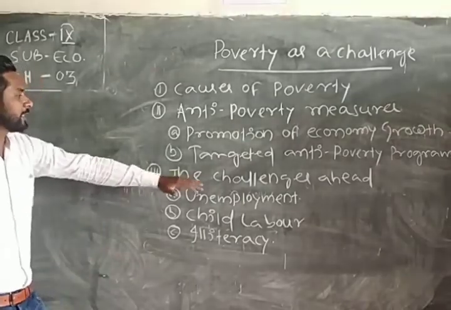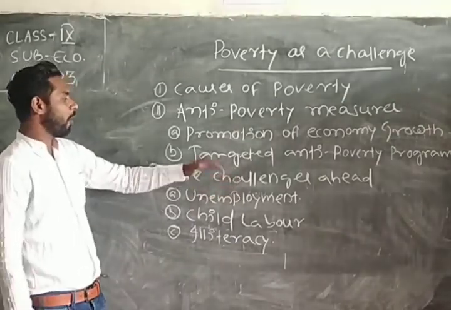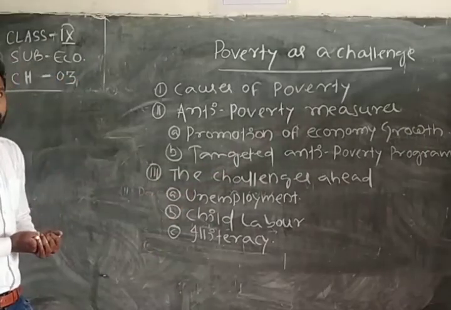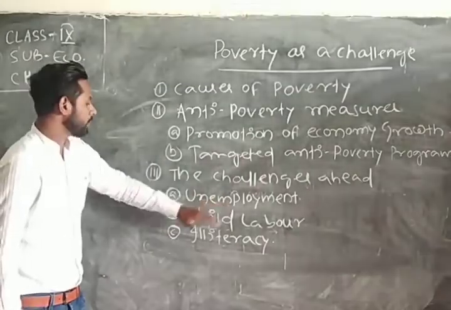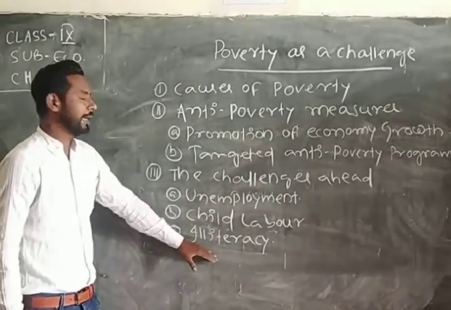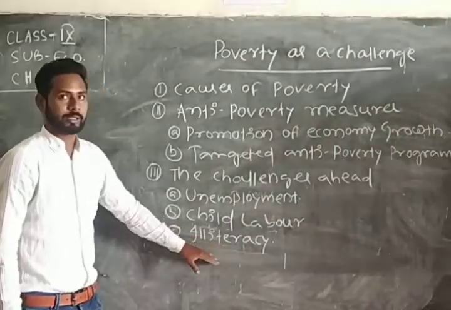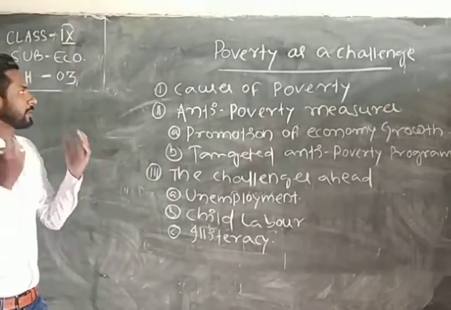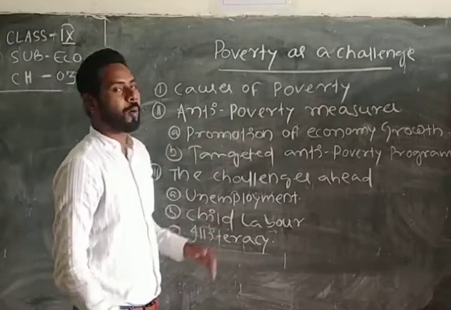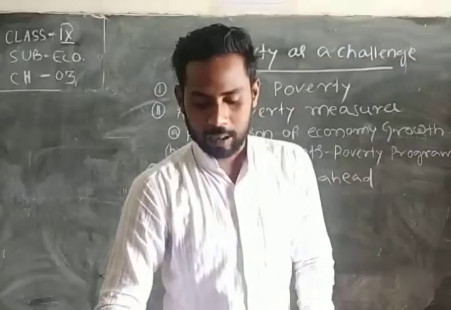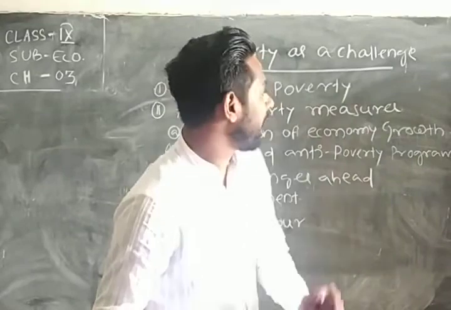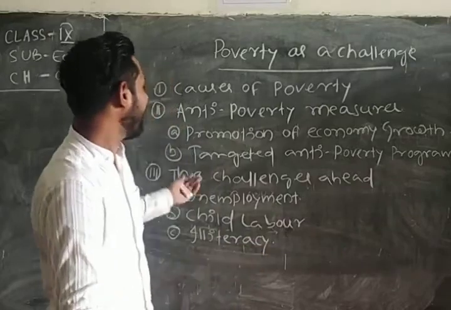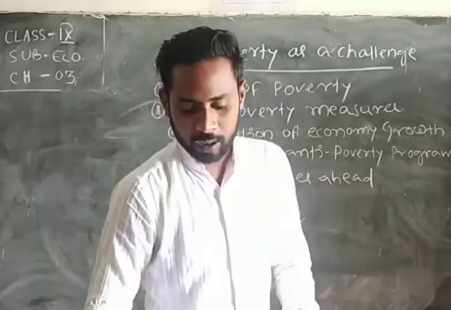After that, the challenges we have. We have more challenges to face, like unemployment, child labor, and illiteracy. Illiteracy means uneducated. So let's start the chapter from the topic of anti-poverty measures, or some steps taken by the Indian government, like promotion of economic growth and targeted anti-poverty programs.